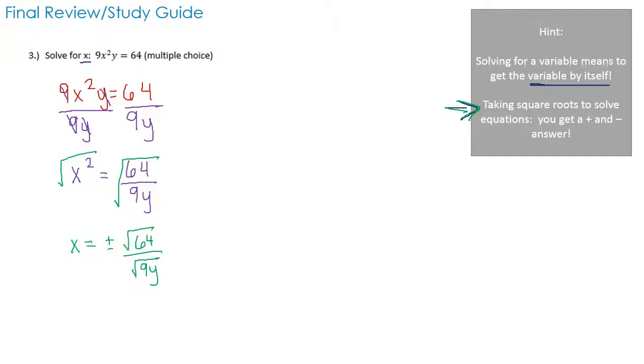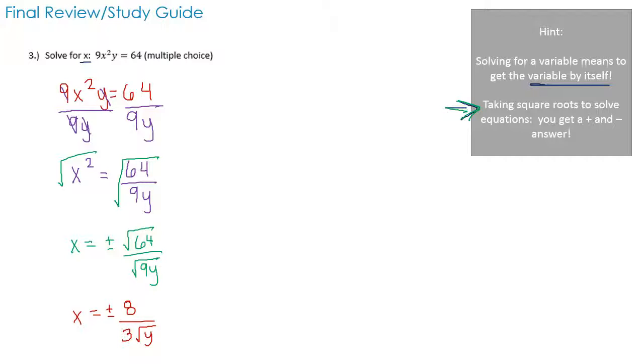And then we simplify where we can. We can take the square root of 64, so that gives us 8. And we can take the square root of 9, so that gives us 3. But we can't take the square root of y, so that leaves us with the square root of y on the denominator. So now we're left with x is equal to plus or minus 8 over 3 times the square root of y. One of the rules of a fraction is that we cannot have a square root sign on the denominator.